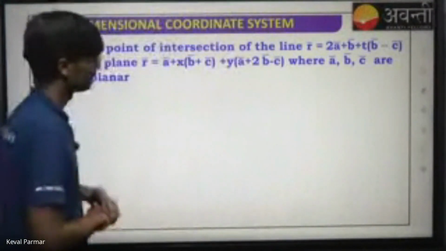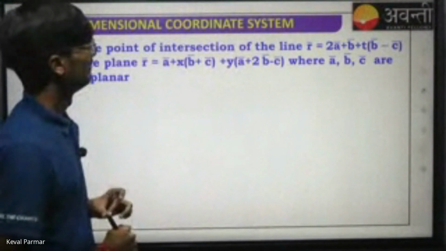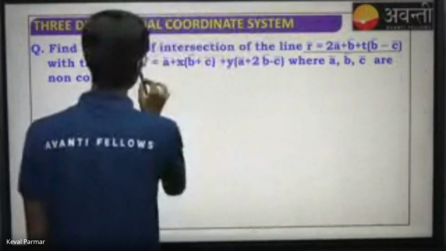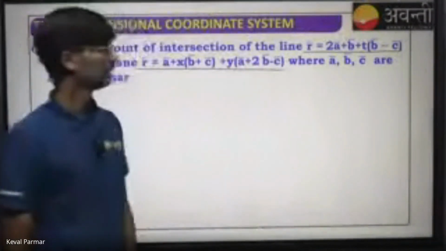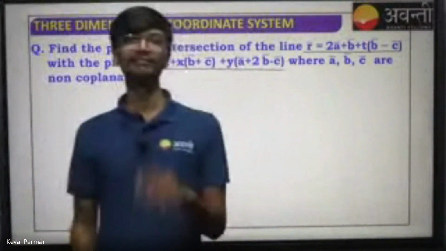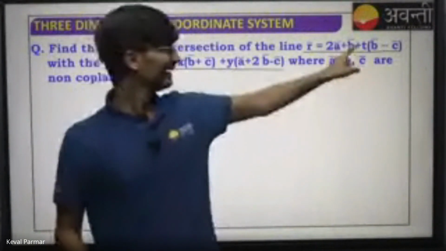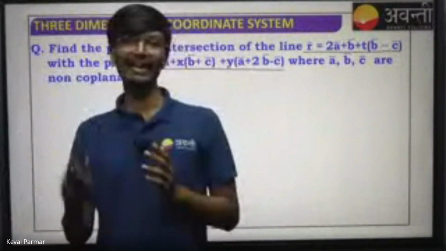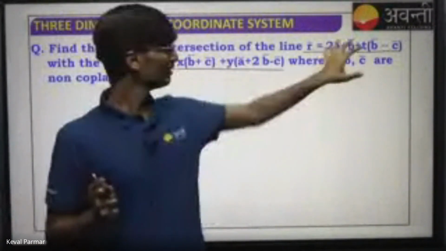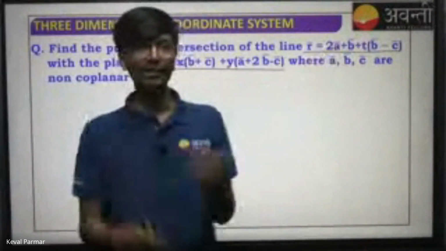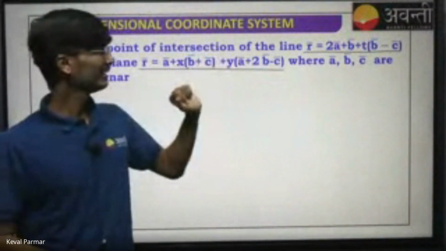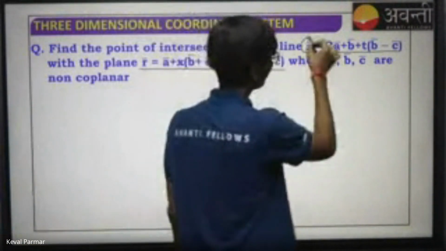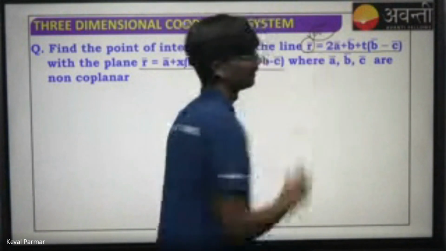What we'll do, guys, is simultaneously solve these two equations. Now, please remember, here we have three unknowns: t, x, and y. Once we get t, x, and y, we can substitute the value of t here, or we can substitute the values of x and y here, to get the point. What is the point? R vector is the point. I hope you remember this.